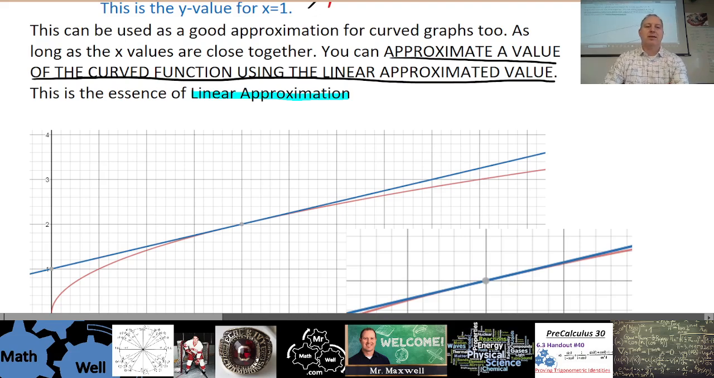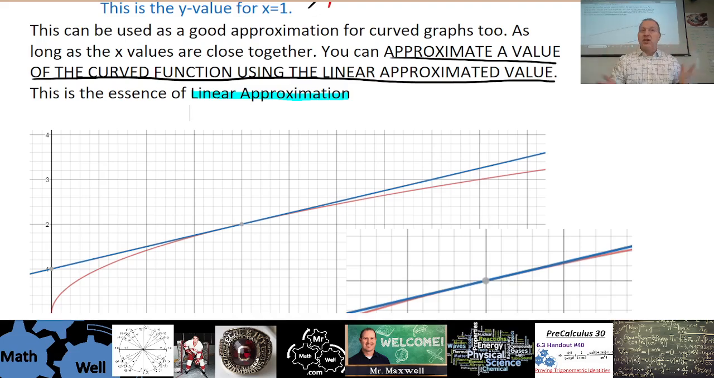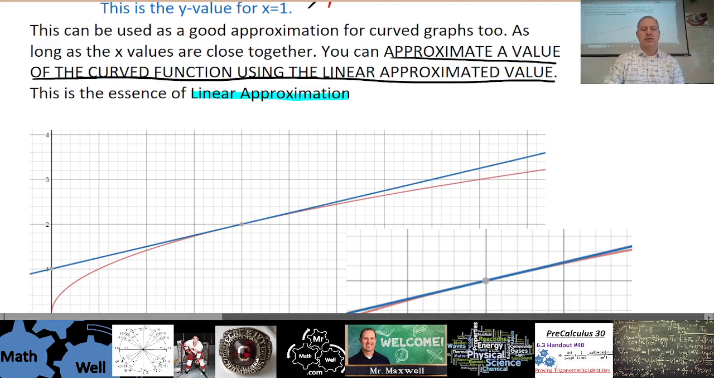Now notice that the red graph looks somewhat like a radical function, or root x or whatever it is, but it's a curve. So this is a curved graph. If we have a tangent line, and we know a lot about tangent lines, we've been studying tangent lines a lot. We've got a derivative, an equation of a tangent line. We've talked about that all throughout calculus so far.